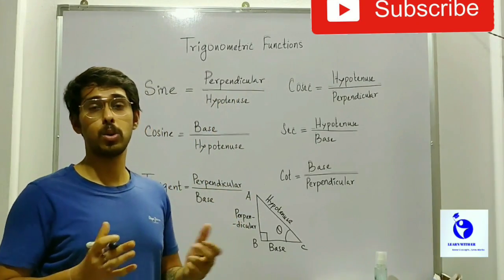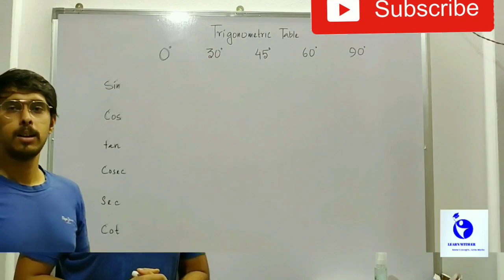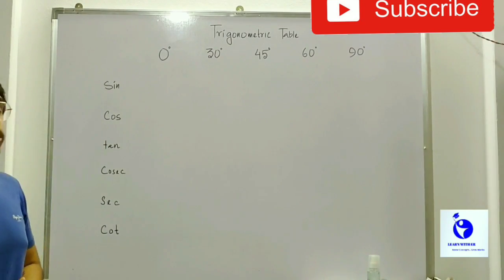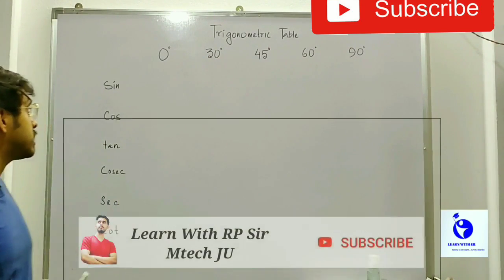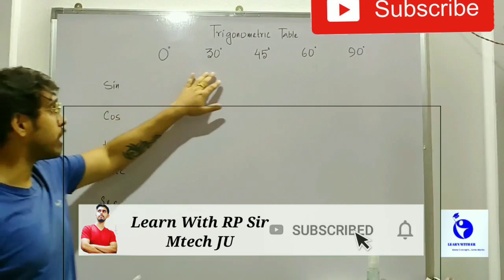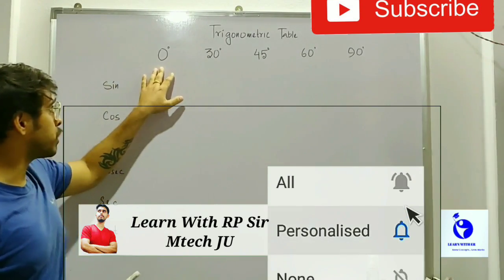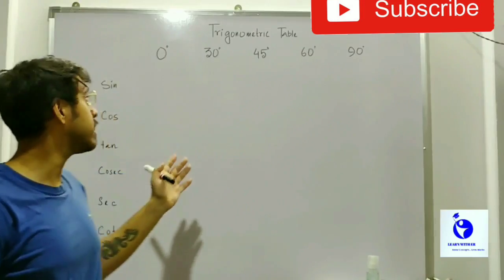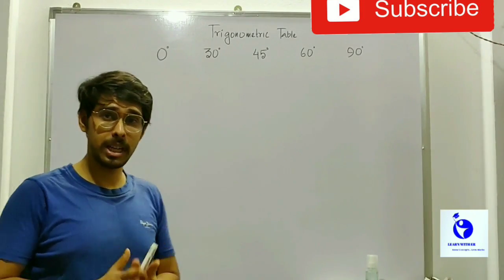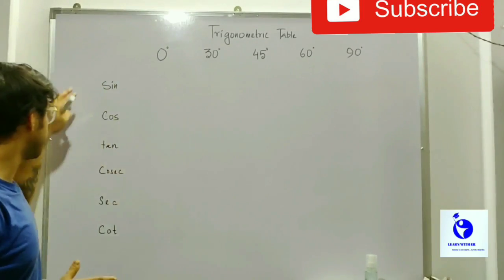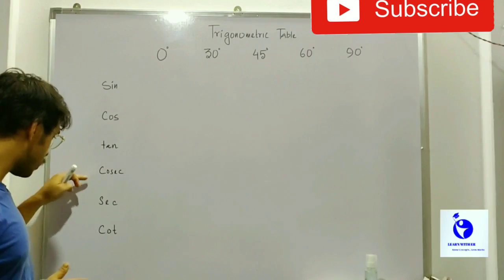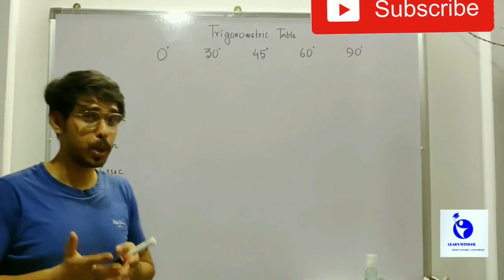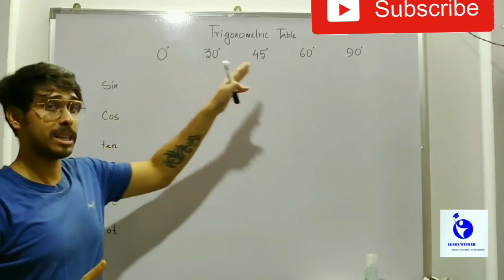So let us go with the trigonometric table. In this section we are going to talk about the trigonometric table. As you can see here, there are different degrees that we have written, starting from 0 degree, 30 degree, 45 degree, 60 degree and 90 degree. These are the standard 5 angles that we need to know, and these are the 6 operators whose values we will be knowing for these particular angles.